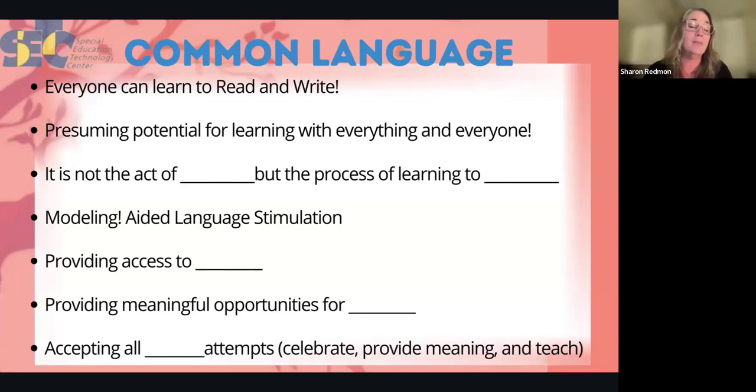We're modeling. That's what good teachers do. We do that with reading and with writing, and with AAC, modeling aided language stimulation. We're always looking at providing access. How are we going to do that? Providing meaningful opportunities for all the things that we teach and accepting all forms, right? Accepting all reading, all writing, all communication attempts, and then we're always going to celebrate to provide that meaning and teaching, because that's what we're here for, right?